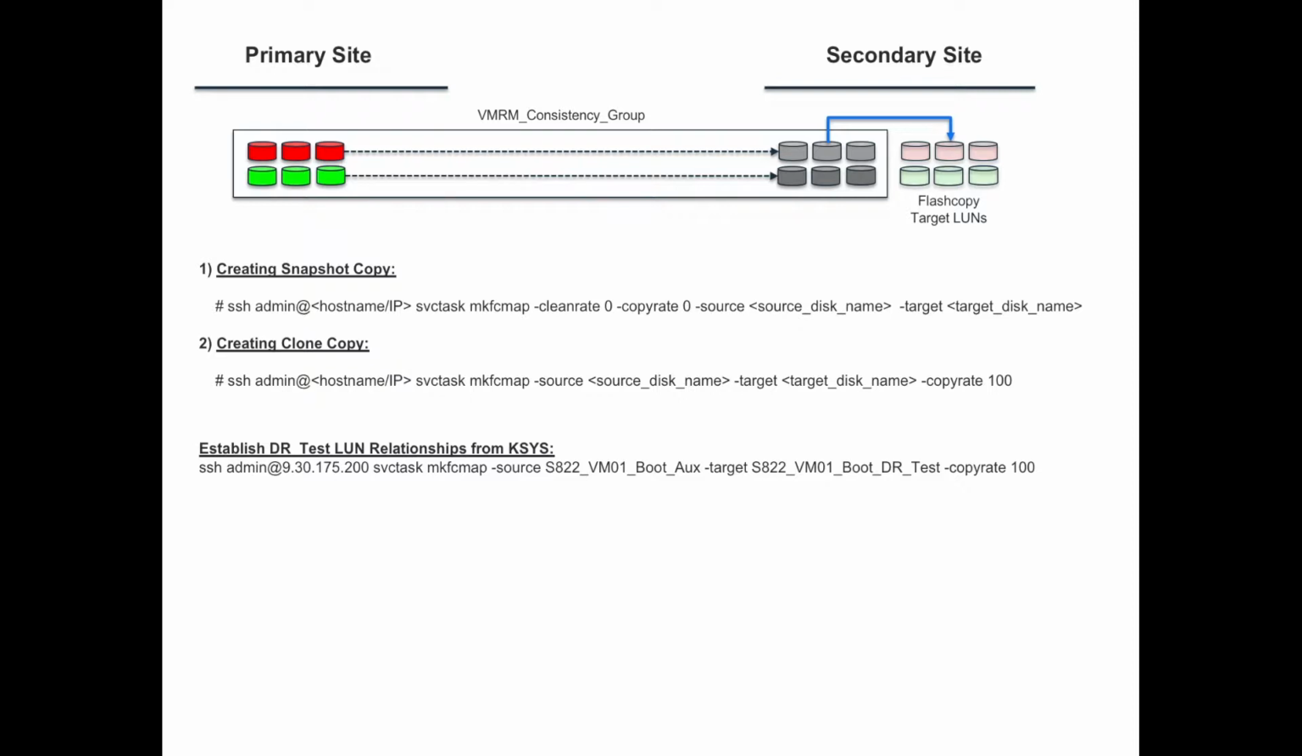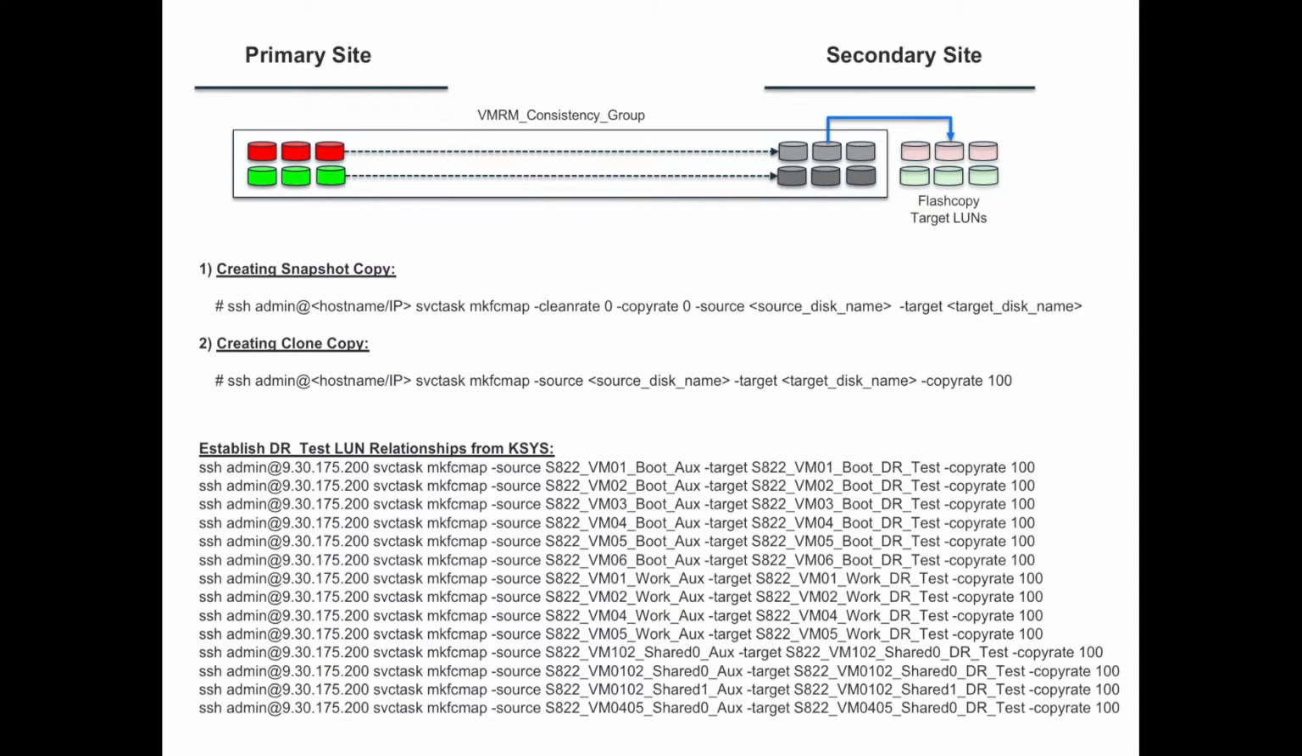And I did that for the first boot LUN, for the work LUN or the data LUN, and then I proceeded down the line and did it for the remaining LUNs for all of the environments. So I had a total of 14 source LUNs, and then I duplicated that. So I had 14 DR test targets. I established the relationships, and now I'm ready to go ahead and test away.